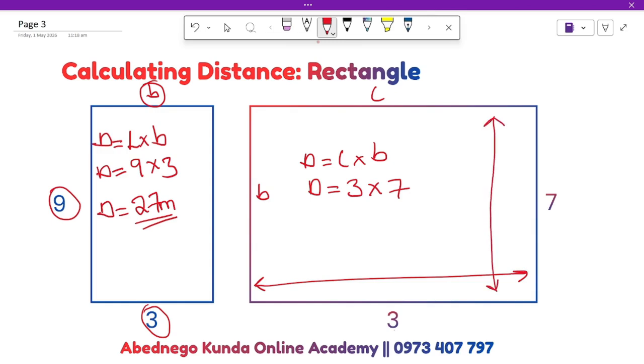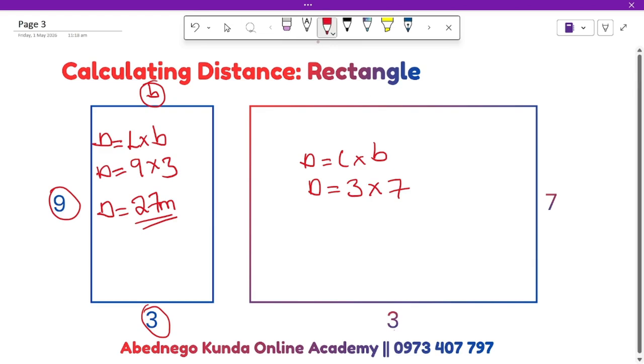Okay, but the value for this distance is 3, while the value for this distance is what? Is 7. Okay, so that is that when dealing with these questions. Sometimes the smaller part may have a bigger value, while the bigger part may have a smaller value. So meaning our distance here will just be equal to 21 meters, and we are done.